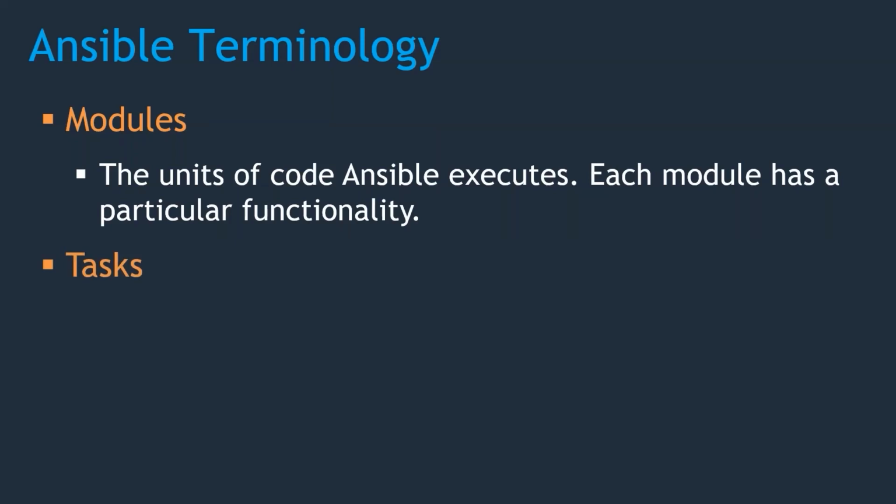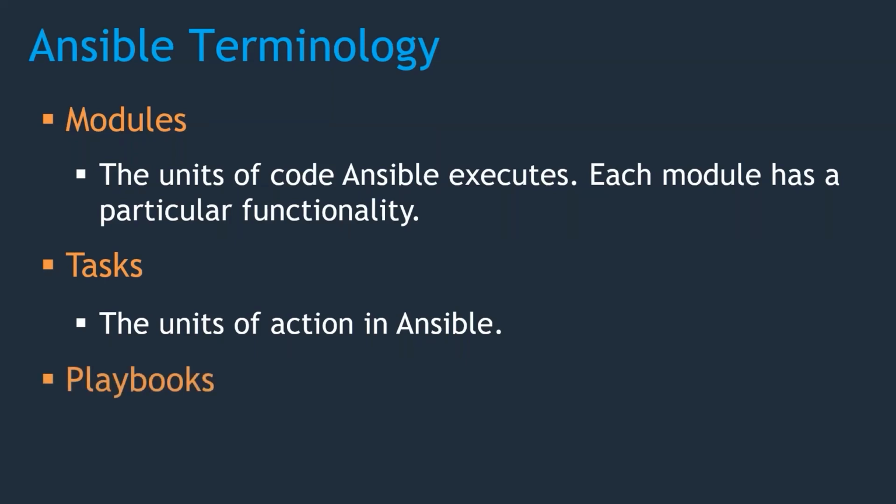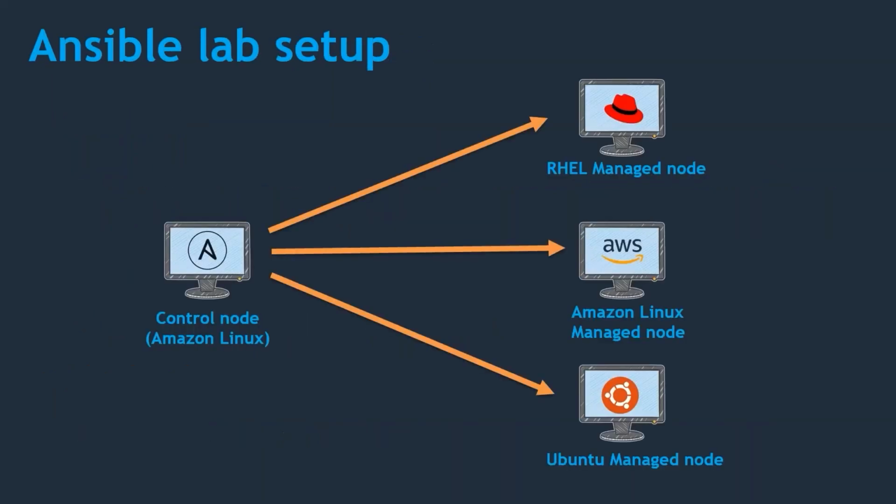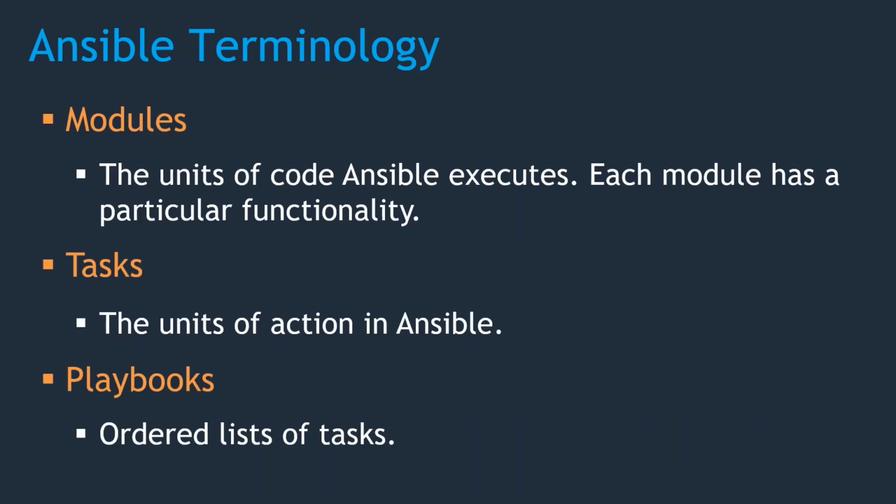Next, tasks. Tasks are part of your playbook, the unit of action in Ansible. Just now I told you that I want to copy a file. So copying a file is a task. Next, playbooks. A playbook is an ordered list of tasks. We can put our tasks in a playbook and execute it. A playbook will have instructions like where to execute and how to execute, but a task has only the information on what to do. So these are the terminologies you should know in Ansible. In most cases we are going to use these terminologies.